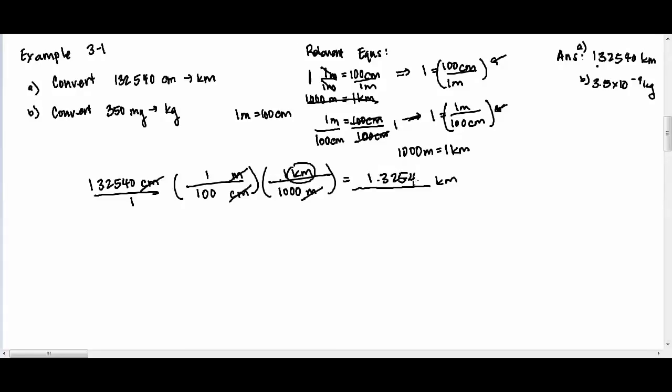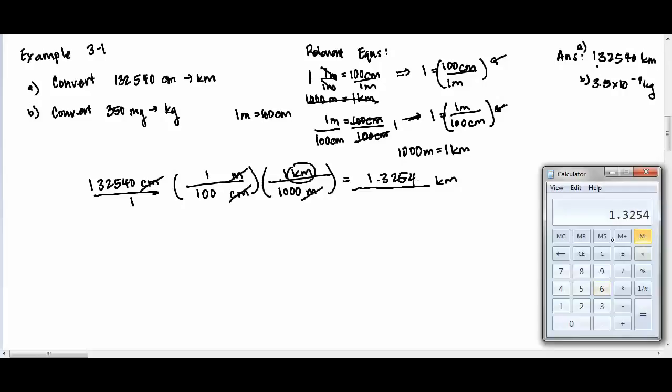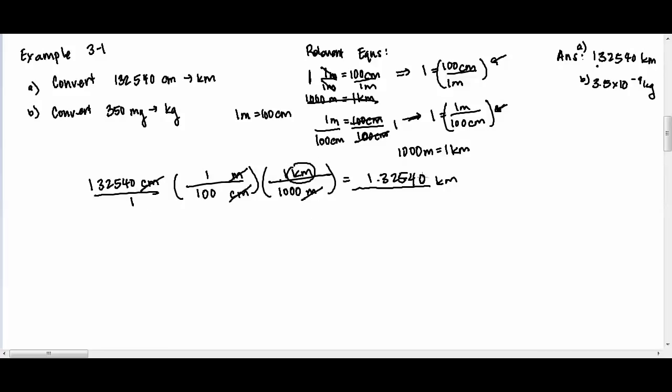Now I know that the calculator only shows 1.3254, but the original part had an extra 0 over here, and when we go into significant figures, you're going to know that what I do is I want to keep this 0 over here. I'll explain to you why later. In fact, this would be a good problem to come back to.